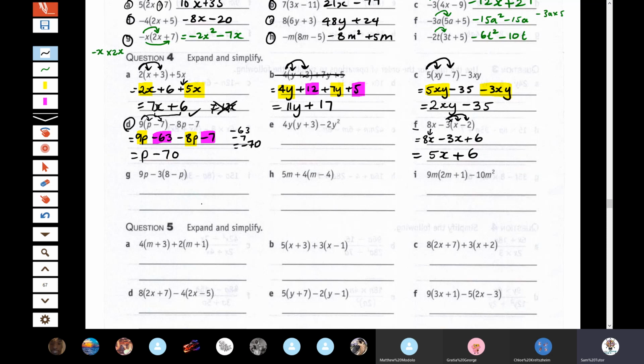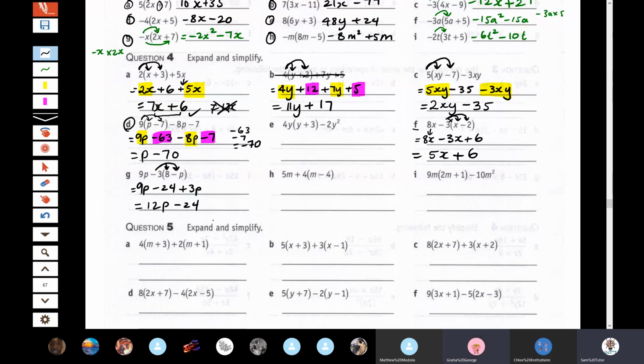So same thing as G. You can't do 9p take away 3. You just leave the 9p. You expand. Negative 3 times 8 is negative 24. Negative 3 times negative p is positive 3p. And then simplify. 9 plus 3 is 12. And then minus 24. You can't do anything to that. Just leave it as it is. Does that make sense?